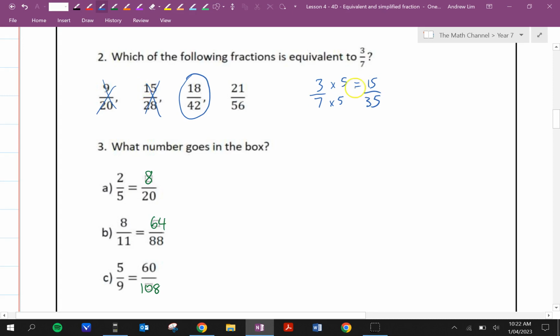If we multiply by 7, we'll get 21 out of 49. So 21 is correct, but 56 is not 49. If we times by 6, 3 times 6 is 18. 7 times 6 is 42, so that's the answer.